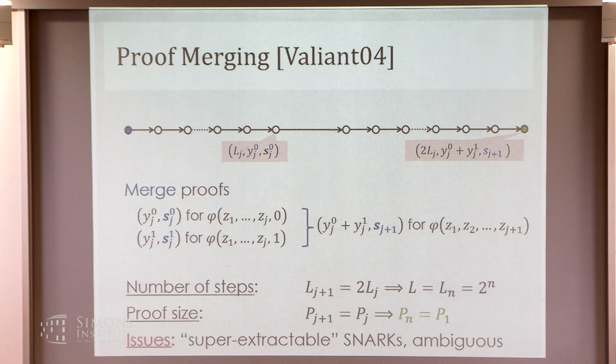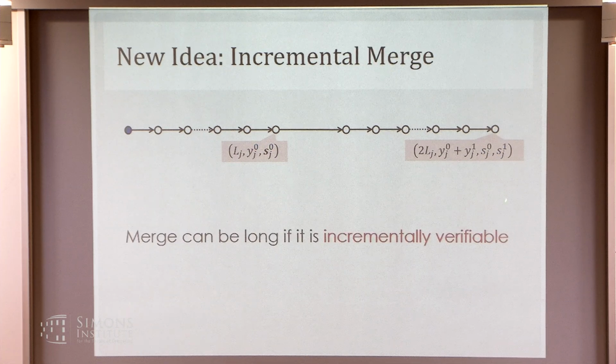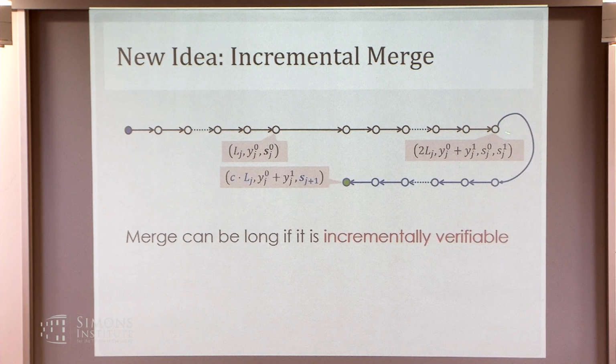Okay. So the new idea is we do this recursion, we do the left half and we do the right half, and we end up with these two proofs, and we'll merge them. The point is, this merge doesn't have to be a single step. Maybe it can be a long computation, so long as the merge itself is incrementally verifiable. So we're not going to merge this in one step. Instead, we're going to take a possibly long path. Maybe it's a constant number of times, maybe 100 times the length of the left side and the right side. We don't care, so long as this path in itself is incrementally verifiable.